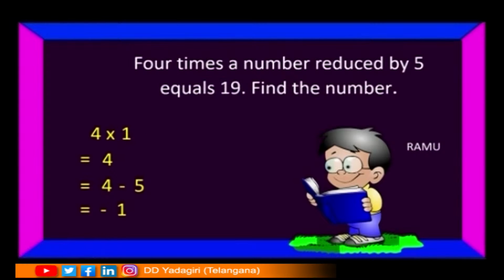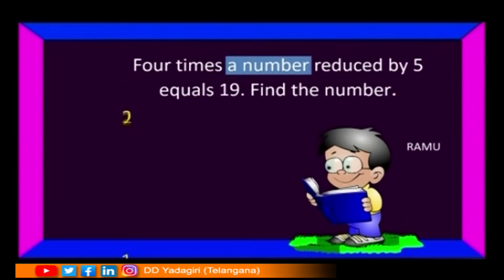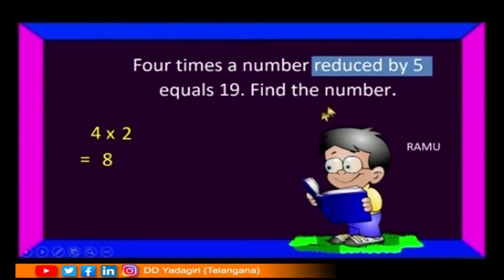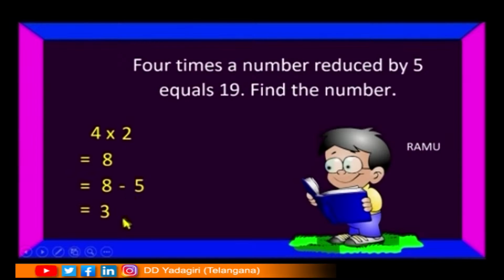Later, he changed his guess, he changed the number, he took now 2. Again, he did the same process following the instructions in the question. The first instruction was 4 times a number, so he multiplied this 2 with 4. Thus, he got the answer 8. Later, this result should be reduced by 5. So, he subtracted 5 from 8 and got the answer 3. But we know the answer in the question should be 19. Again, Ramu's guess has gone wrong.